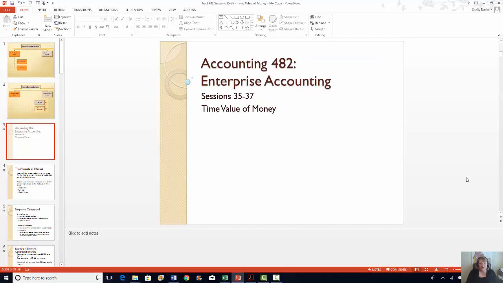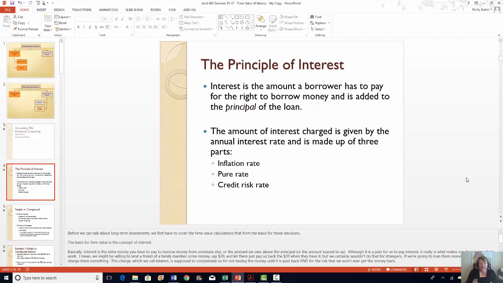So this is time value of money, and I really do like this session. I know you've probably been introduced to this in accounting too, probably in 201 and a little bit in 202, but this is a refresher, and it gives you a little more information about how we use this information.